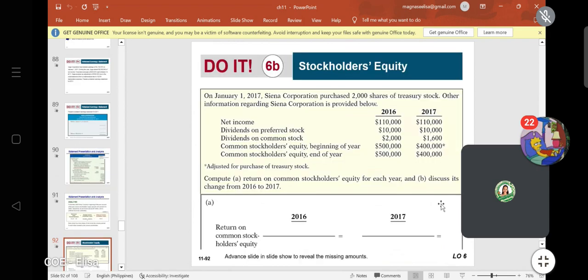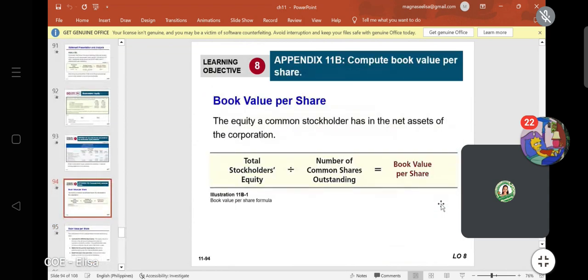And then book value per share: total stockholders' equity divided by number of common shares outstanding. So it is not average now, but rather the end of period number of common shares outstanding. That's to compute your book value per share. Since these are ending numbers, that's your book value.